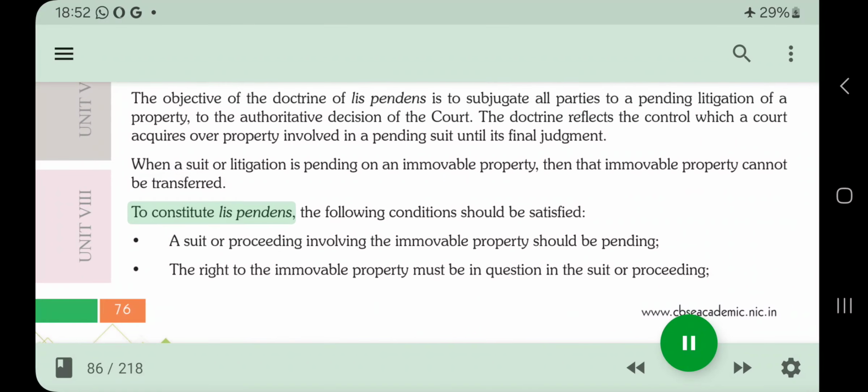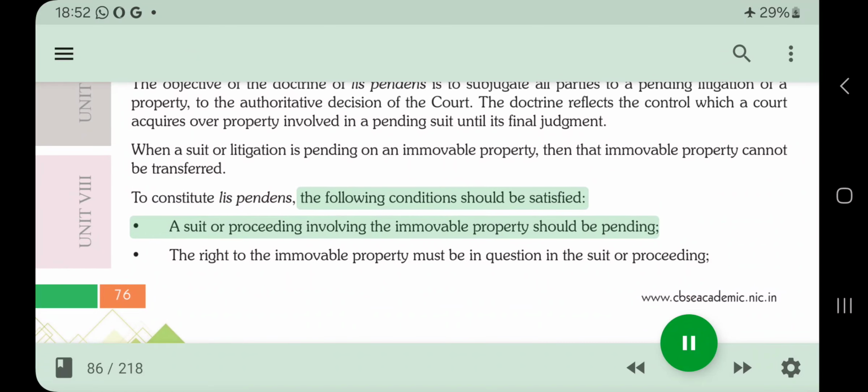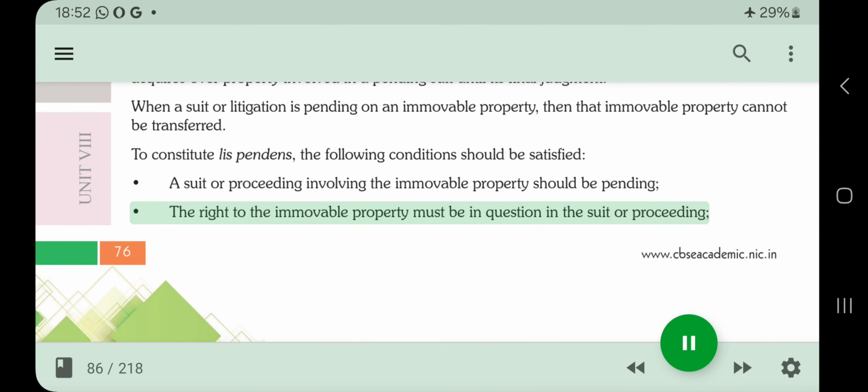To constitute lis pendens, the following conditions should be satisfied. A suit or proceeding involving the immovable property should be pending. The right to the immovable property must be in question in the suit or proceeding.